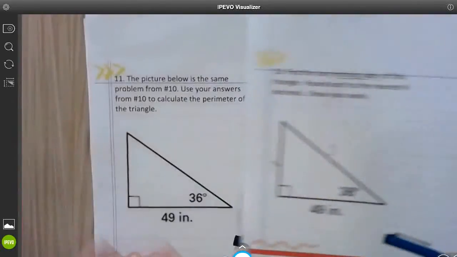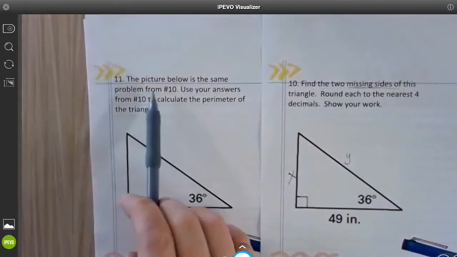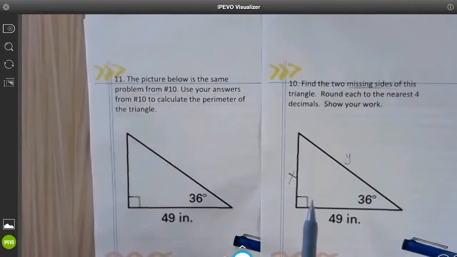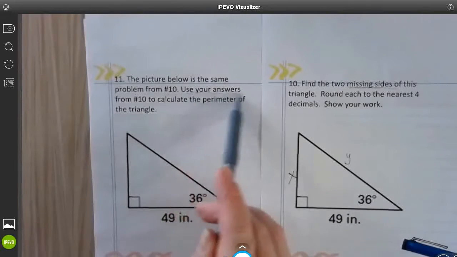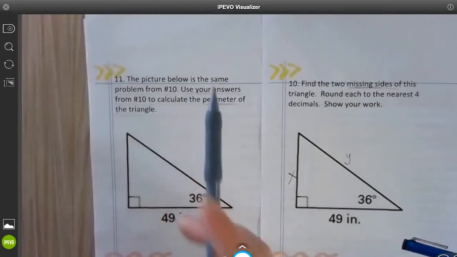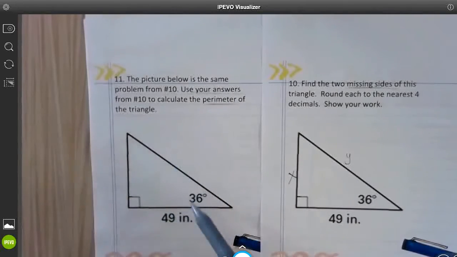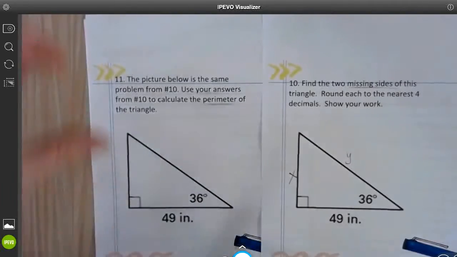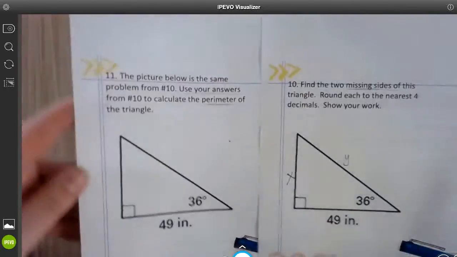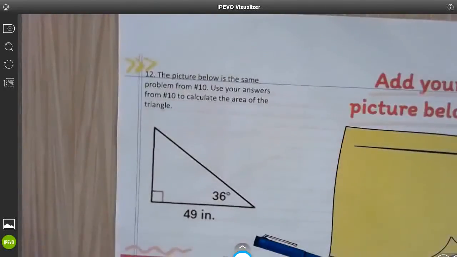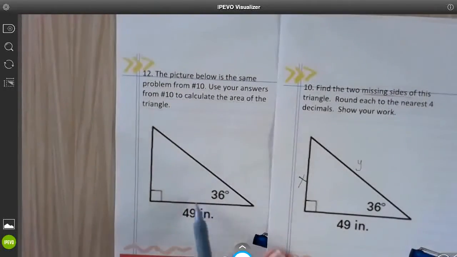And then number 11 says the picture is the same as number 10, and you're gonna use your answers from number 10 to calculate the perimeter. So once you have these two missing sides, calculating the perimeter is just gonna be adding those three together to find your perimeter. And then number 12 is the exact same picture as well.